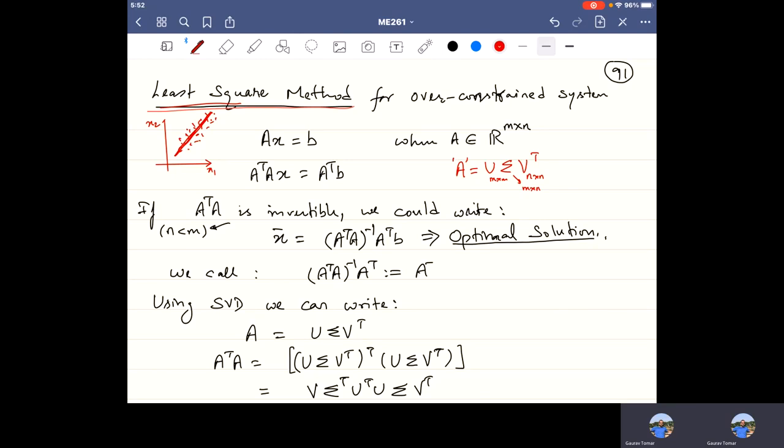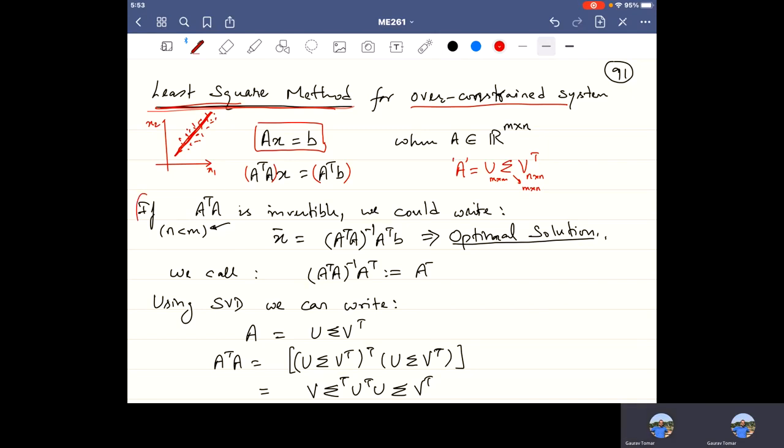To look at the least square method, let's say we have Ax equal to b as the system of equations that you want to solve to get the optimal solution. You had a collection of points, but you want the best possible fit. It's an over-constrained problem, which means you have more equations than variables. What you do is take A transpose, which reduces to fewer variables, and you have A transpose A x equal to A transpose b.